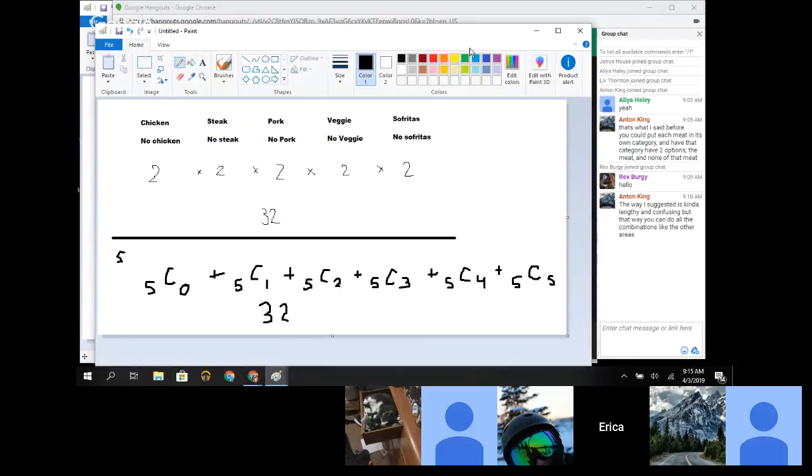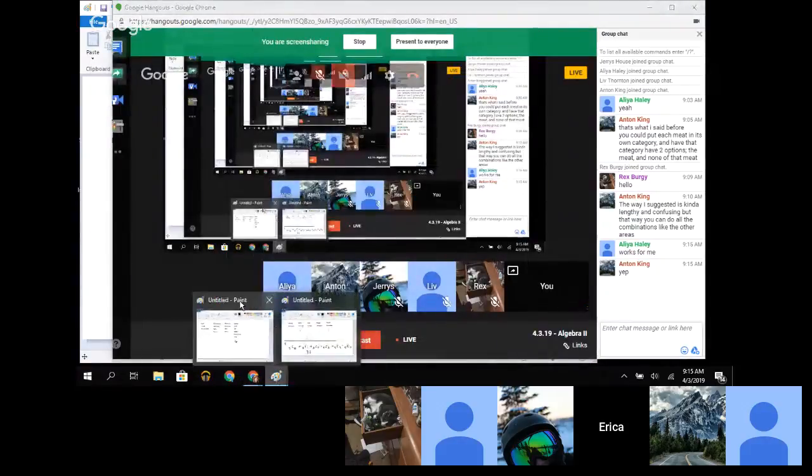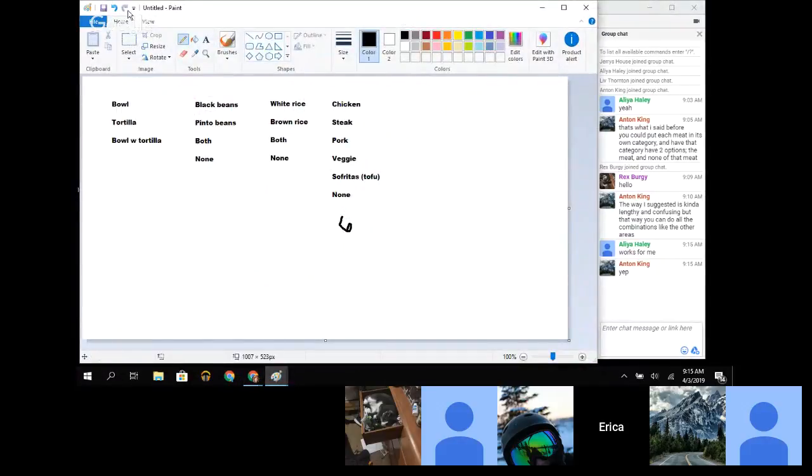Olivia agrees. What about everybody else? Does that make sense how we got to 32? Works for you? All right, cool. So back to here. We'll leave this listed like this, but instead of 6 here, we'll say that when you get to your protein, there are 32 different ways that we can choose our protein.